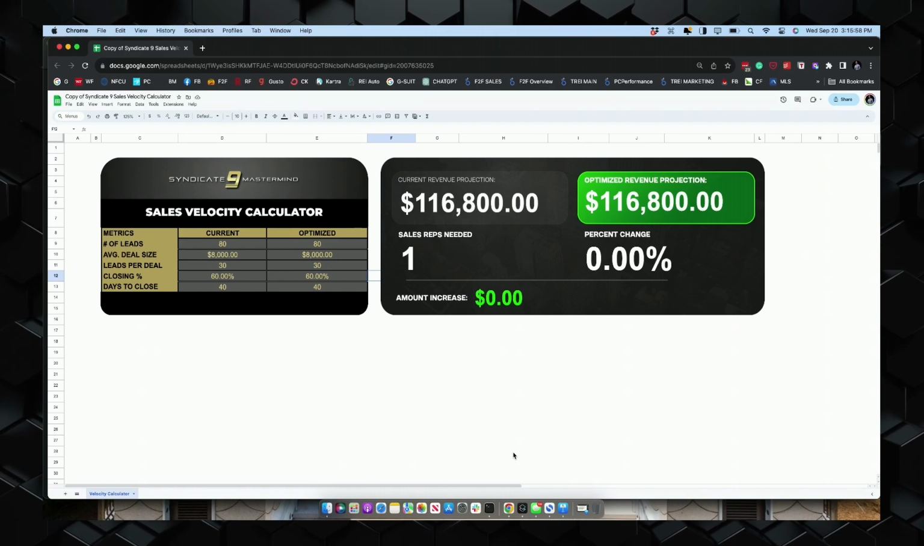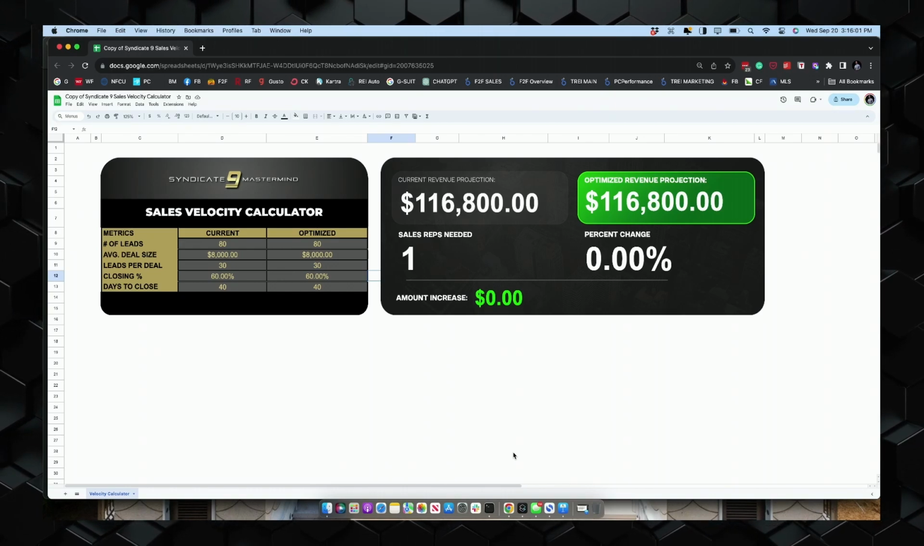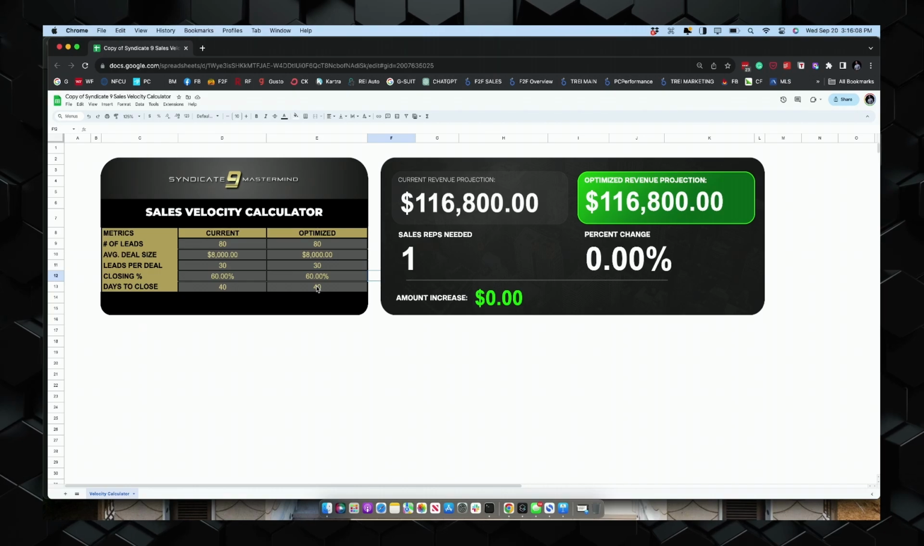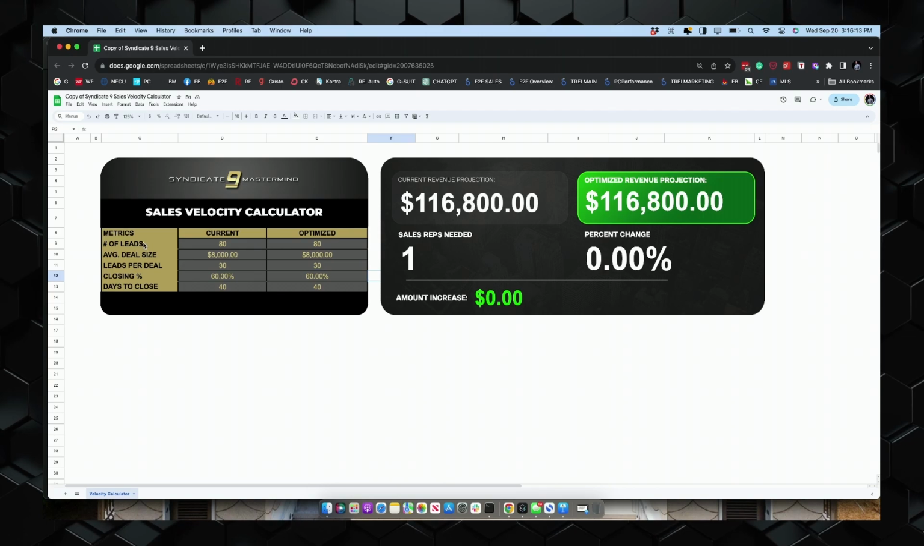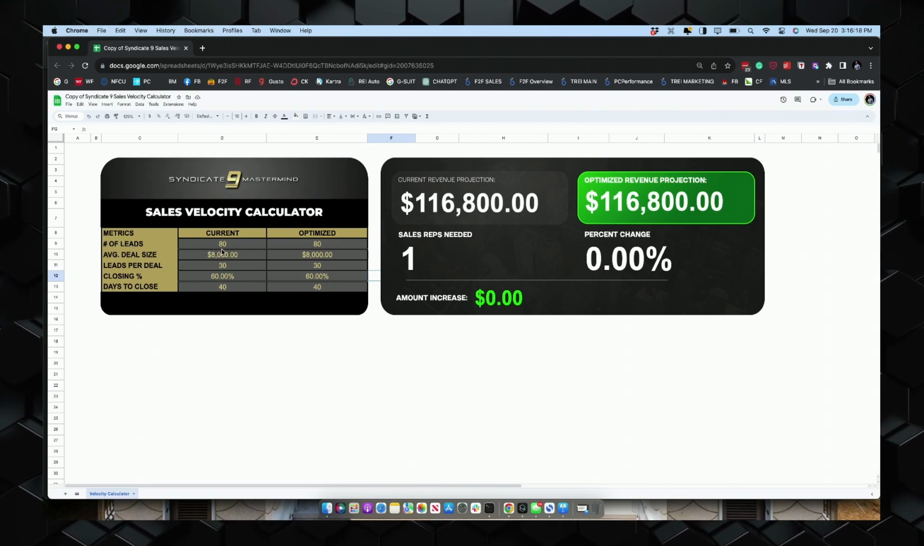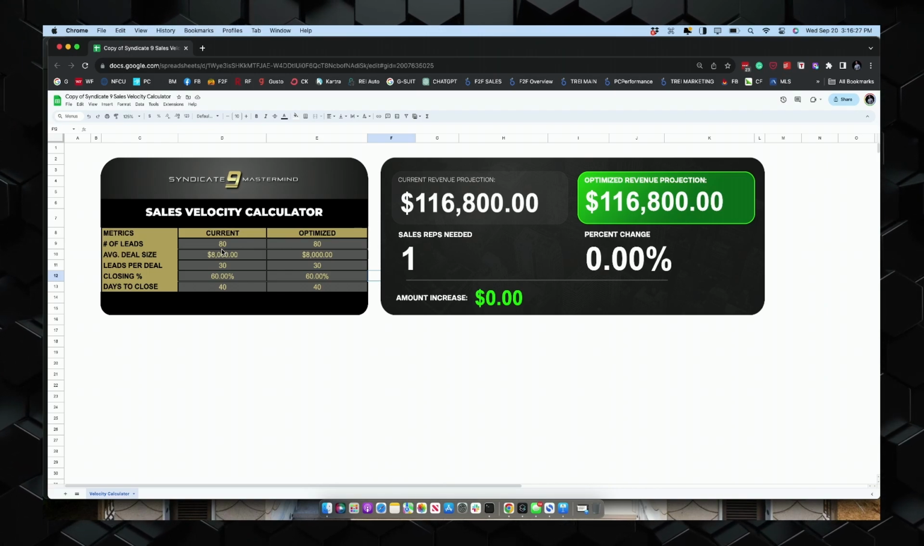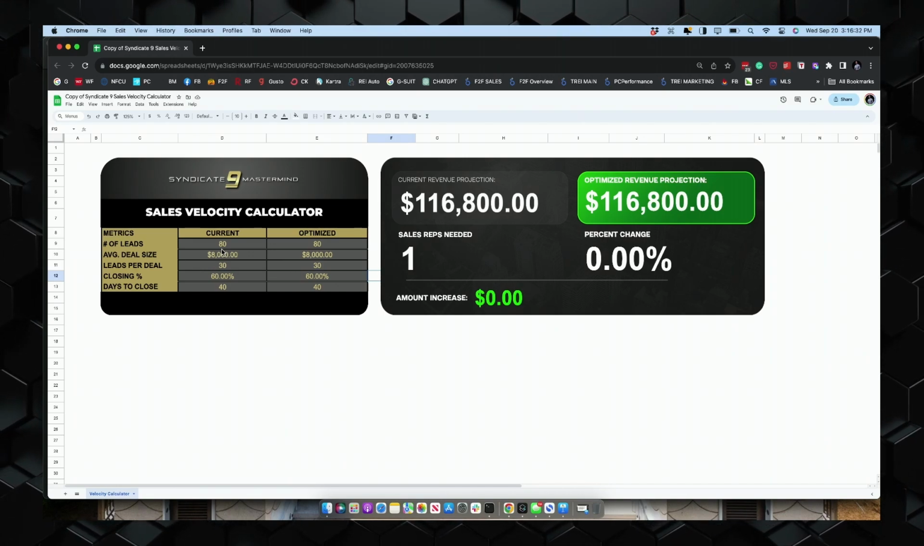Now, this is a sales velocity calculator. I'm going to show you what this is. So you have current and you have optimized. The main KPIs we're focusing on are number of leads. The average full-time wholesaler averages about 80 leads a month. That's what we've seen. About 80 leads a month is a good number for someone that's doing the business.